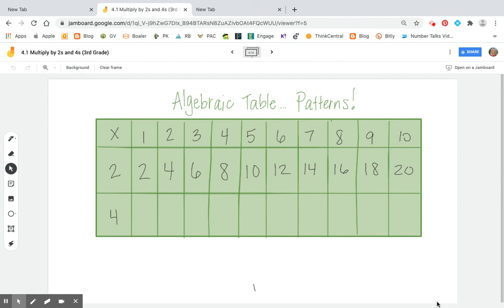So it can help us with our 4's. Because remember, this is just 2 groups of 1 right here, right? So then down here, it's just going to be double that amount. So 4 groups of 1 is 4. 4 groups of 2 is 8. 4 groups of 3 is 12. 4 groups of 4 is 16. And if you didn't know it, you could look up here and say, well, what's 2 groups of 4? Well, I already know that's 8. So I can double the 8 and I could get to 16. So 4 groups of 4 is 16.